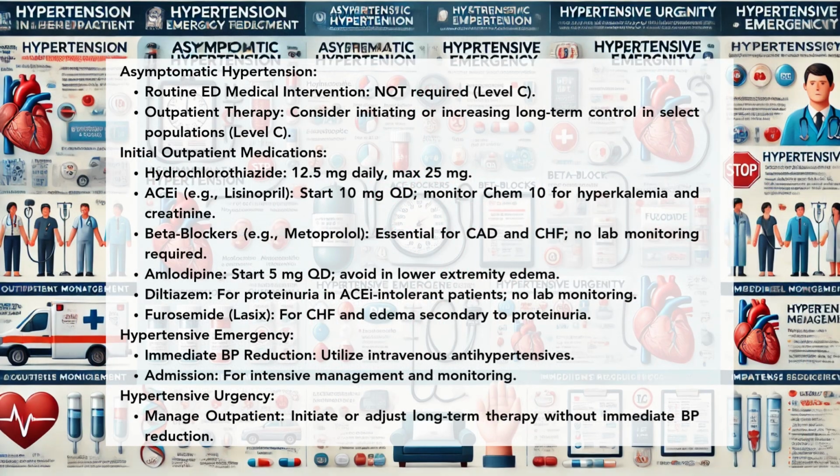Management, navigating therapeutic waters. Asymptomatic hypertension: routine ED medical intervention not required, level C. Outpatient therapy: consider initiating or increasing long-term control in select populations, level C. Initial outpatient medications: hydrochlorothiazide, 12.5 mg daily, max 25 mg. ACEI, e.g. lisinopril, start 10 mg QD, monitor Chem10 for hyperkalemia and creatinine.